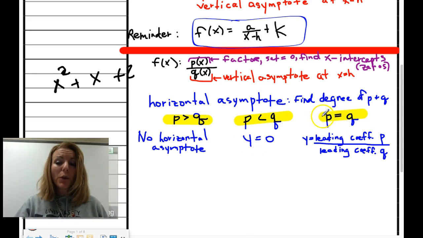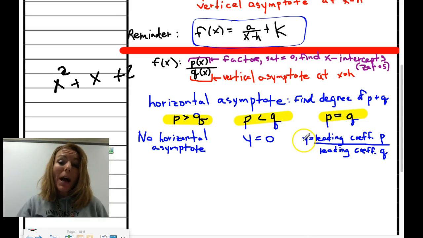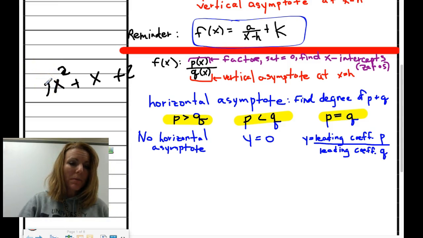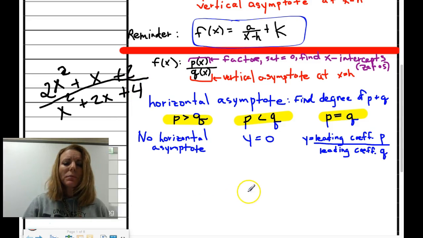And if the degree of polynomial p equals the degree of polynomial q, then to find the horizontal asymptote, you're going to look at the leading coefficient. Over here, let's say I throw a 2 in there. So the leading coefficient would be 2. I'm going to throw in a polynomial right now: x squared plus 2x plus 4. Come on. There we go. Just a little delay there.